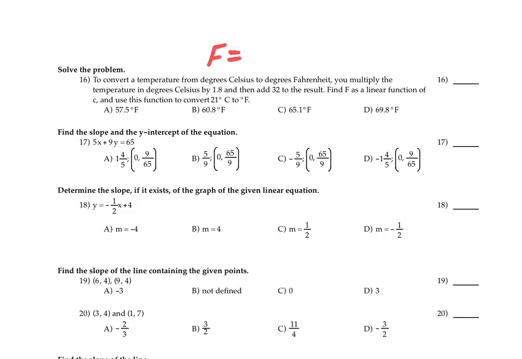And so we're going to multiply the Celsius temperature by 1.8. So I'm going to say 1.8 times C, and then add 32 to the result. So that's my equation, okay? But the question's not asking what the equation is. The question is asking for us to take 21, plug it in for the Celsius temperature, and find out what F is. Okay, so that's why I think using F and C would be a better equation instead of X and Y.